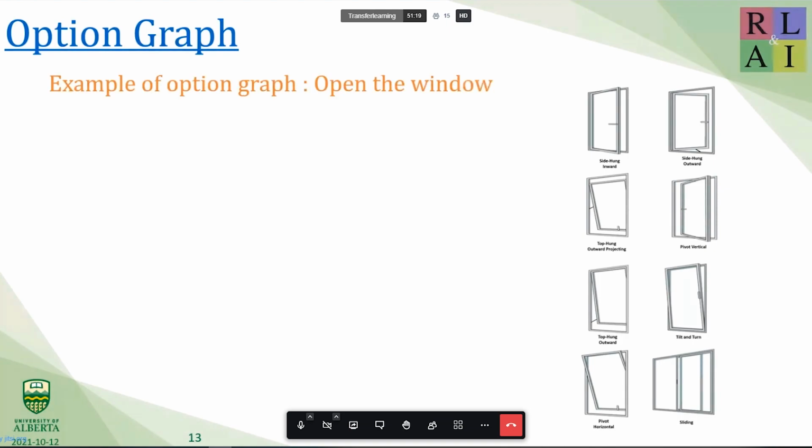Let's say, for example, that you want to open a window. And as a human, how would you explain to someone how to open a window, given that, for example, you have this set of windows on the right? Think about it for a second. How would you, as a human, explain to someone how to open a window? Think about it.